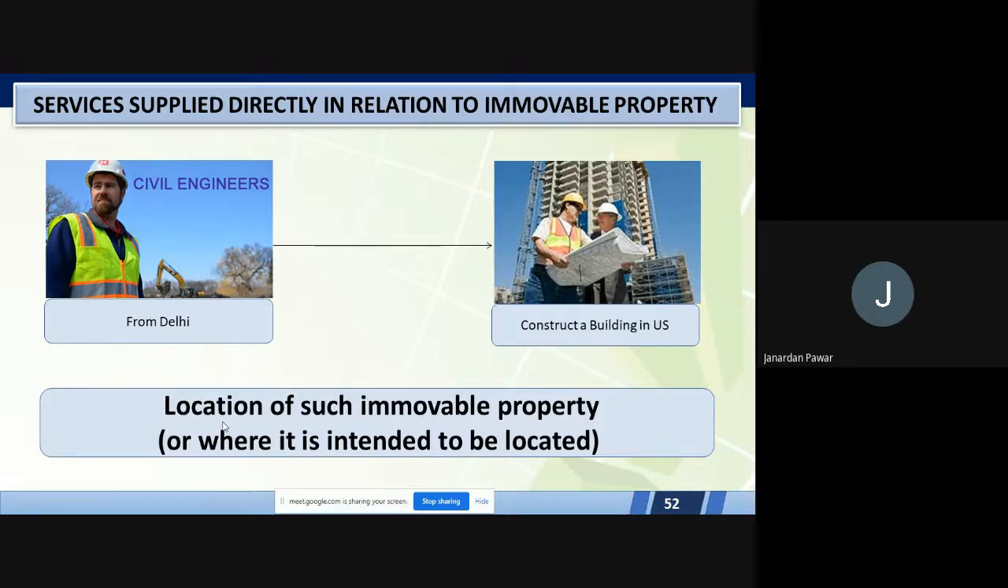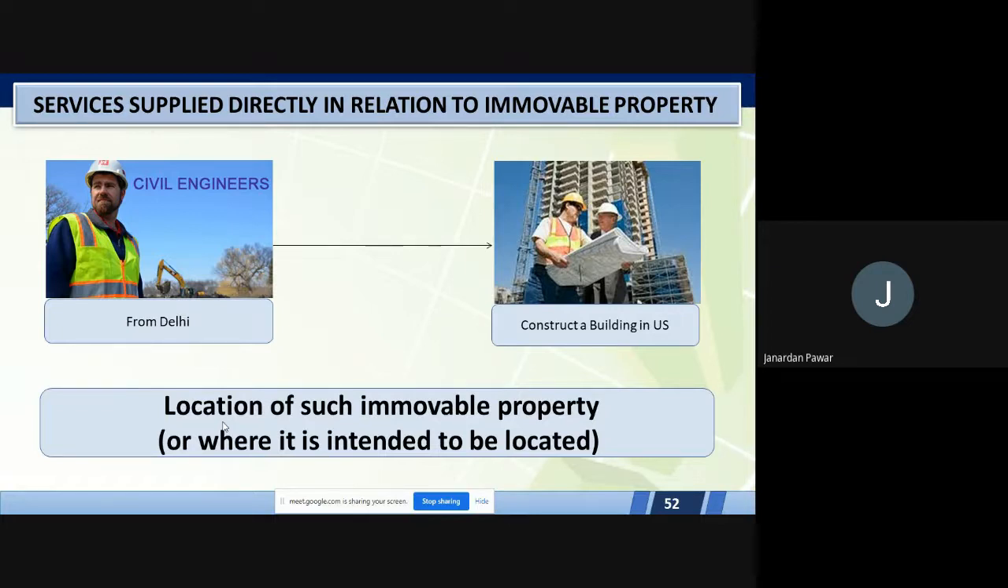See, this one is a civil engineer from Delhi, and he is providing his services to a contractor for the construction of a building in the US. The engineer is from Delhi, and the construction of the building is in the US. So he is providing his civil engineering services to a site in the US. In this case, what is the place of supply?